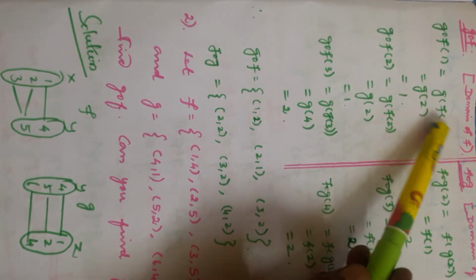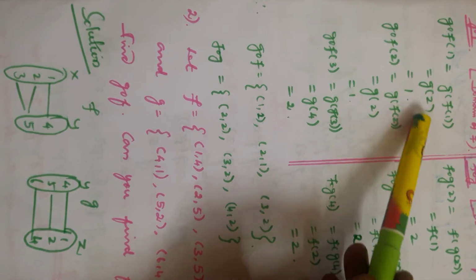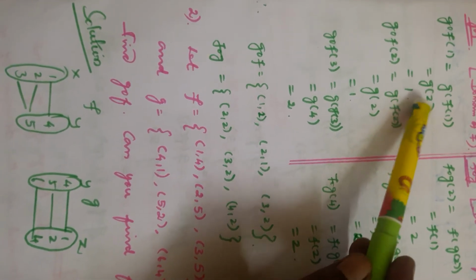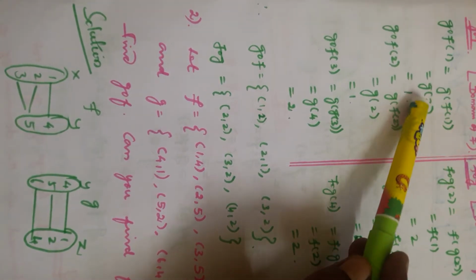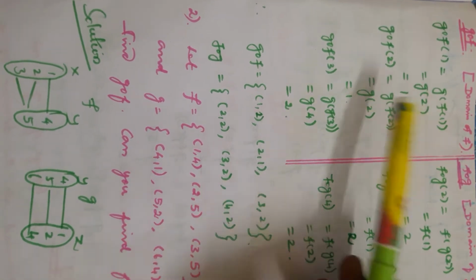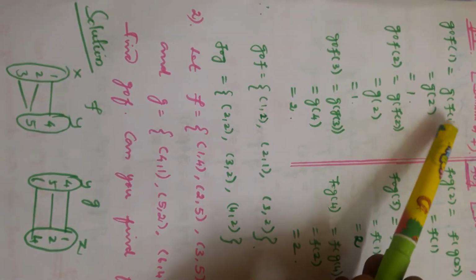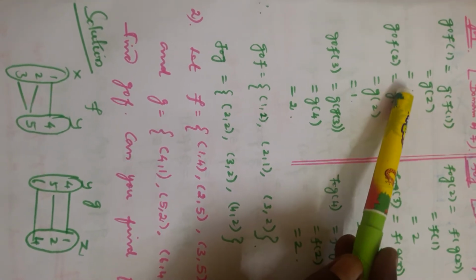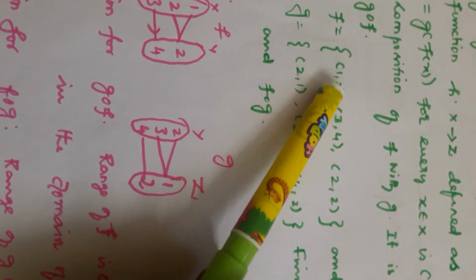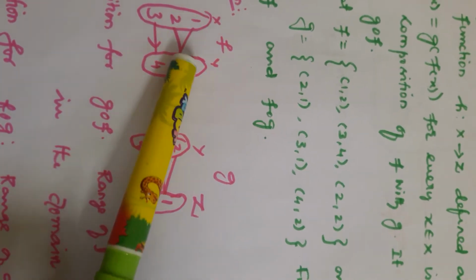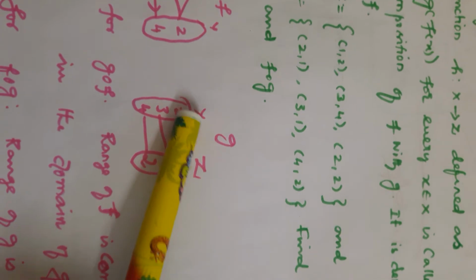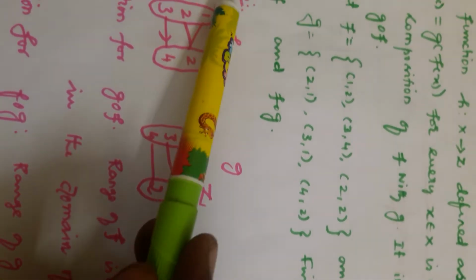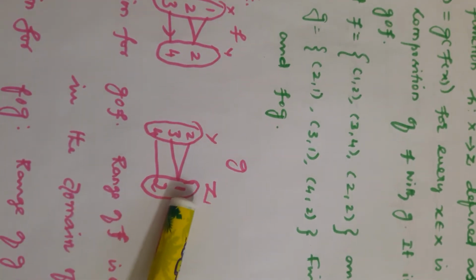So f of 1 value is given by 2. So g of 2, the answer is 1. So f of 1 from f, g of 2 from g. Okay, so you can see your f of 1 tends to 2 here, and g of 2 tends to 1. So this is the way you have to find the composition value.